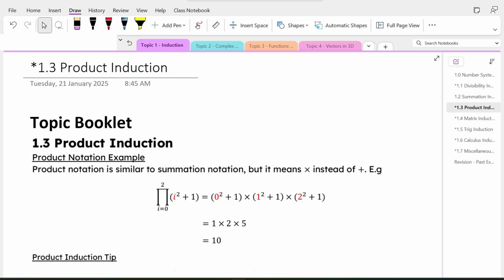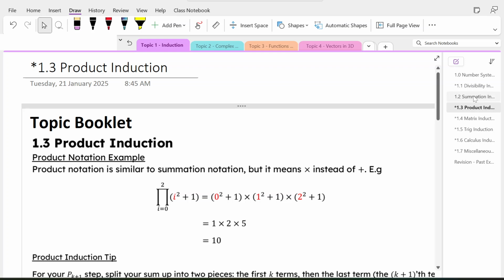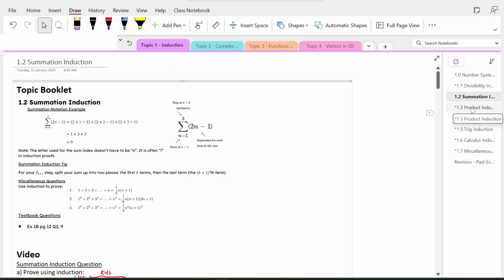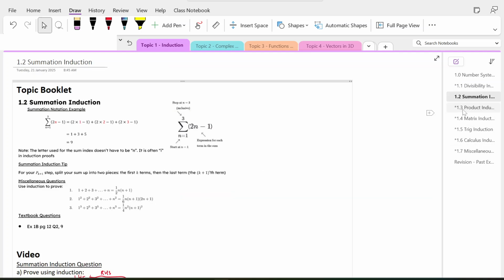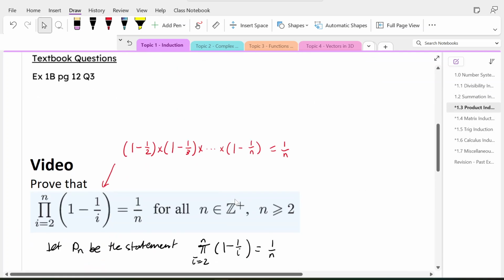In this video, we're looking at product induction. So similar to summation induction, where that was plussing, this is timesing. And we use the symbol that looks like a very big pi instead of the sigma symbol for this one. Apart from that, it's pretty much the same concept.